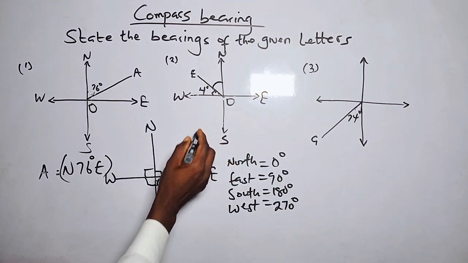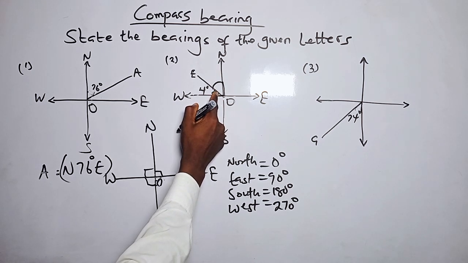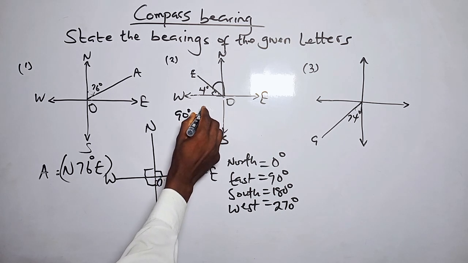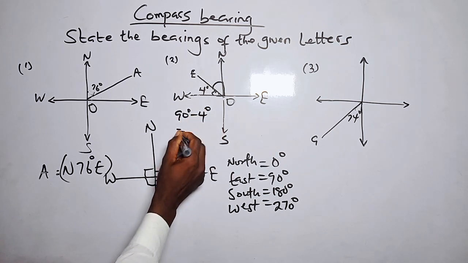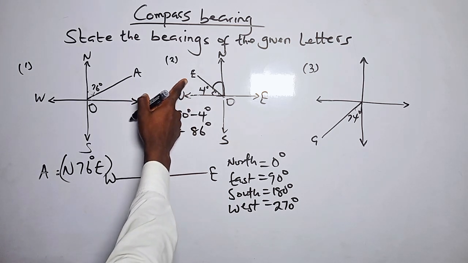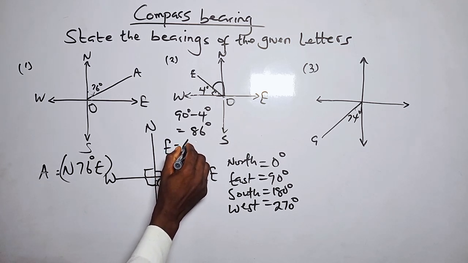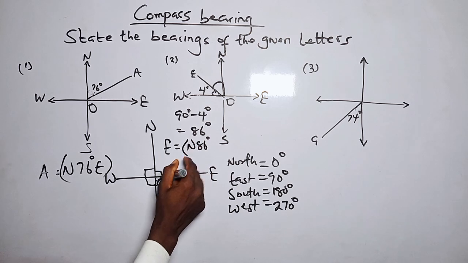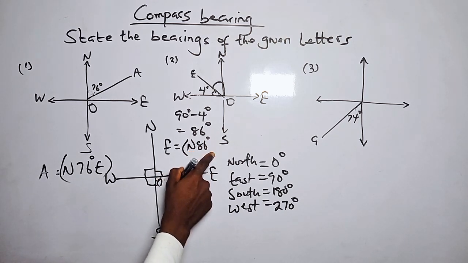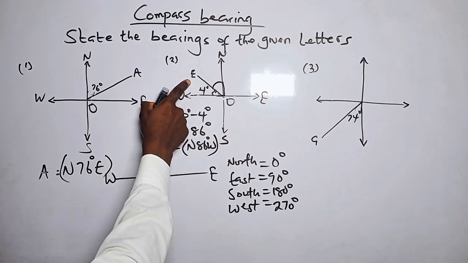What do we do to get that? Since the size of the angle formed in this quadrant is 90 degrees, we say 90 minus 4. When we subtract, we have 86 degrees. So the bearing of E from here is 86 degrees, going from north towards west. This is how we state the bearing of this.